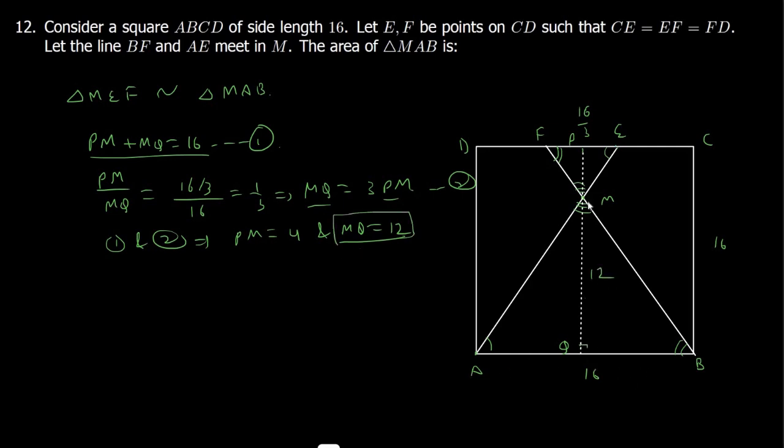I know the base of the triangle, I know the height of the triangle, and the simplest formula for the area of a triangle is: area of triangle MAB is half into base, which is 16, into height, which is 12. That will turn out to be 96 square units. So the area of triangle MAB is 96.